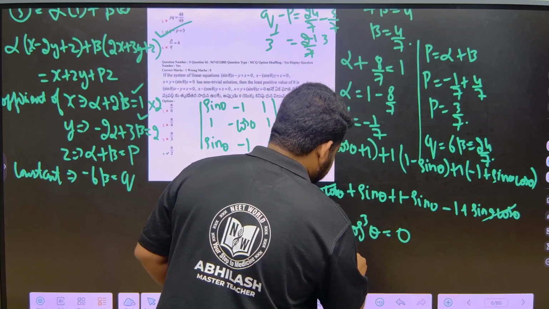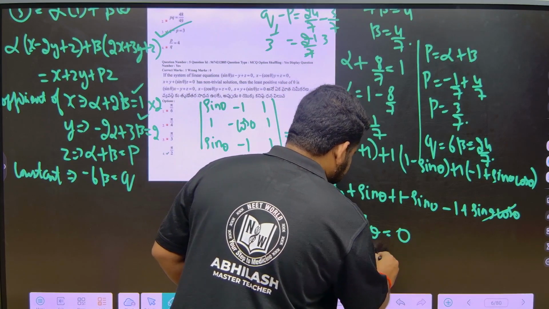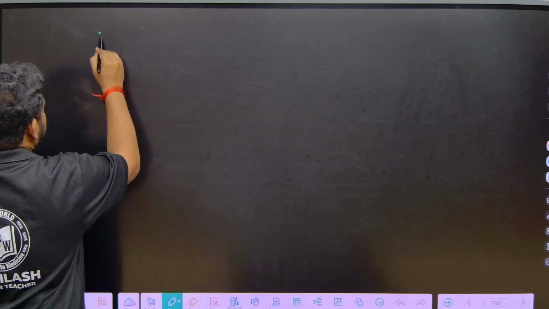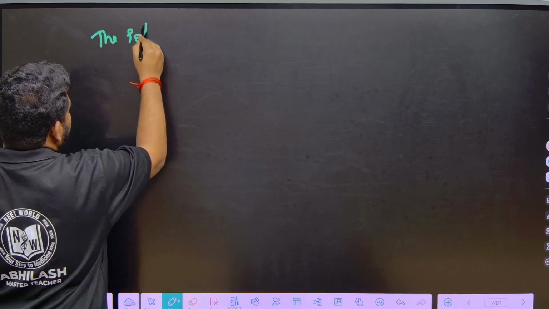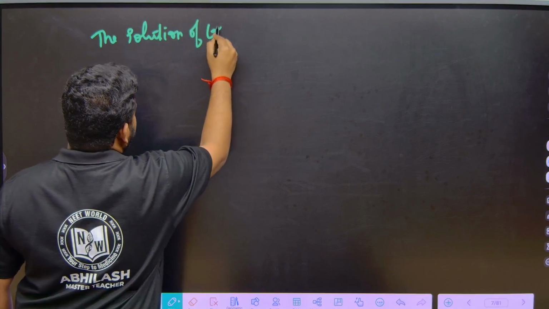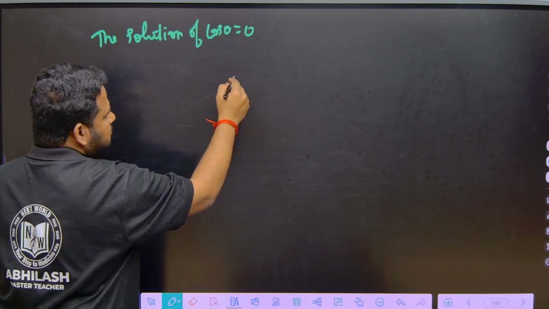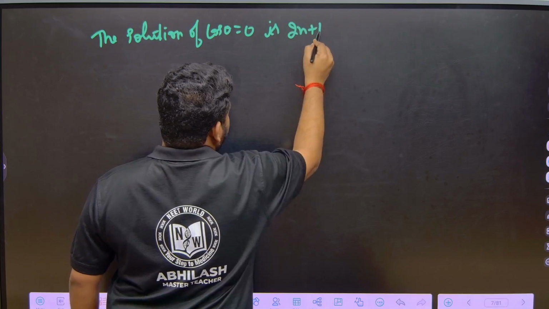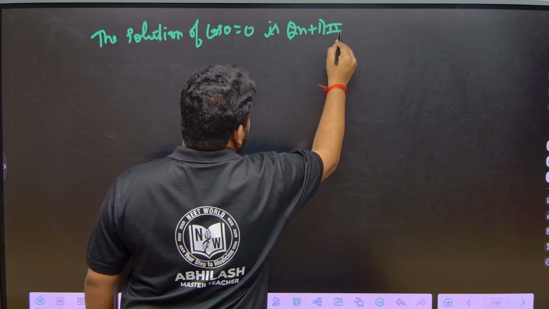So that means cos theta is equal to 0. The solution of cos theta is equal to 0 is given by (2n plus 1) into pi by 2.